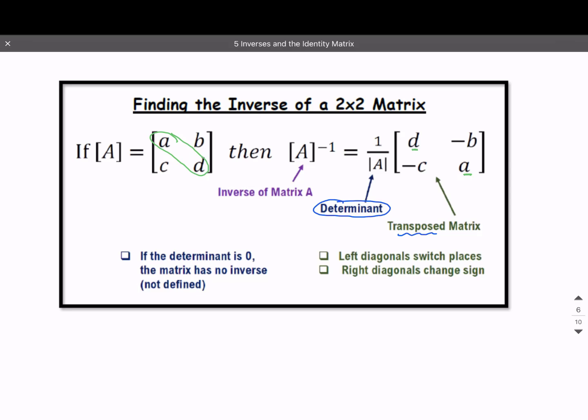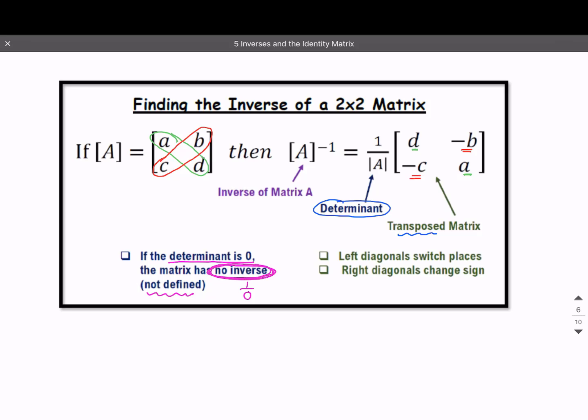Okay. And then on the right diagonal, or the upward diagonal, if you prefer that terminology, the C, B, we negate them. They don't change, they negate. So we switch on the downward diagonal or the left diagonal, and we negate on the right or the upward diagonal, okay? Now, important to realize here is if the determinant is 0, this first part would be 1 over 0. You can't have that because it's not defined, and therefore the matrix would have no inverse.